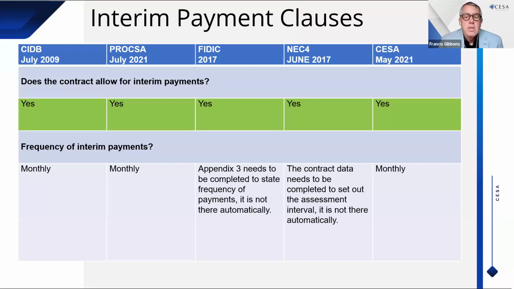So in the first one here, does the contract allow for interim payments? And yes, they all do. And what is the frequency of interim payments? Well, that's monthly in CIDB, PROXA and CESA forms of agreement, but in FIDIC it needs to be spelt out in Appendix 3, and in the NEC the assessment interval needs to be specified. It is not there automatically.